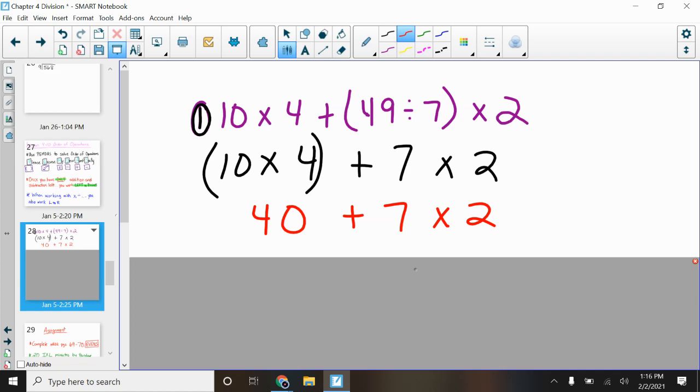What am I going to do now? Have I finished my multiplication and division yet? No, you haven't finished your multiplication. So what do I do next? Now you do 7 times 2, which is 14.